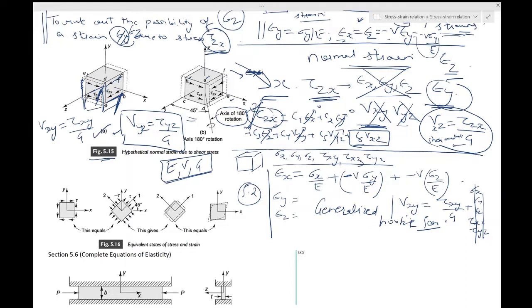Now let's see how to proceed further. The author in the textbook says in the next paragraph that, as may be seen from the above equations for the shear strain, look at the equations of shear strain, gamma xy, this is the equation of shear strain 1.